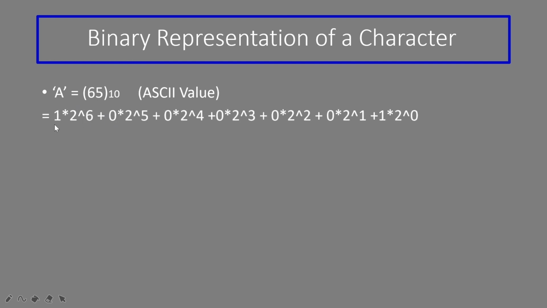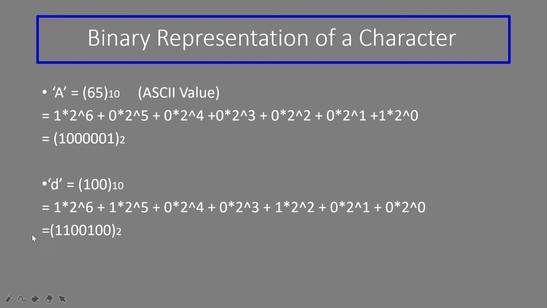So 65 can be written in this expression. Then the binary format will be this. Again, if we have to convert a character into binary format, we will first represent this character by its ASCII value. Then we will convert this ASCII value into a binary number.